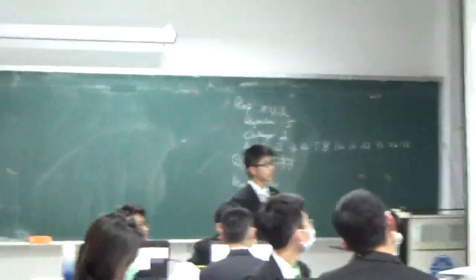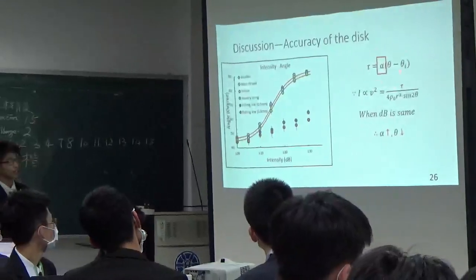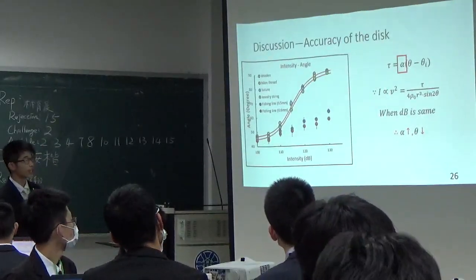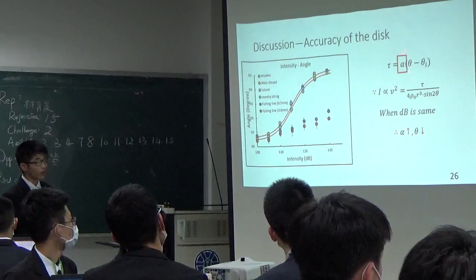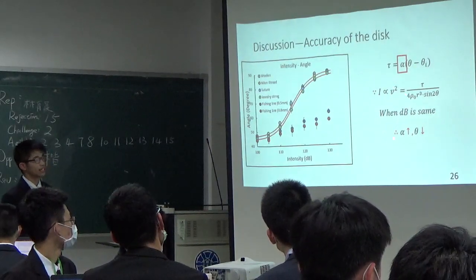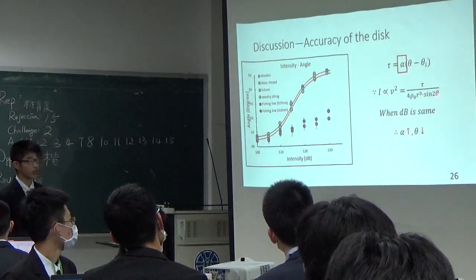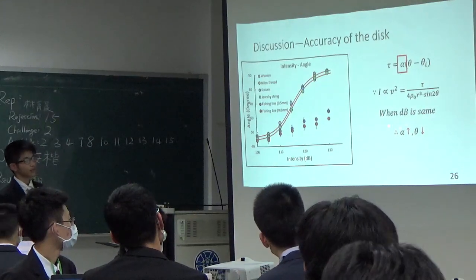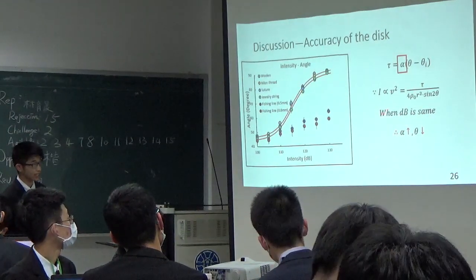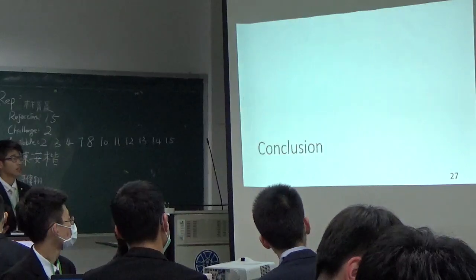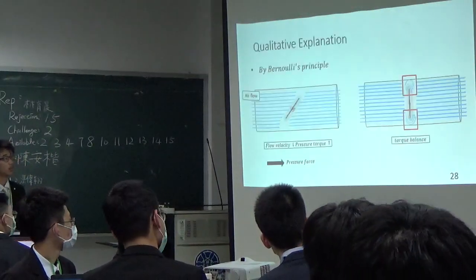By this equation, we can know that when the torsion constant increases, the change of the angle will decrease when the sound intensity is the same. And next is the conclusion part.